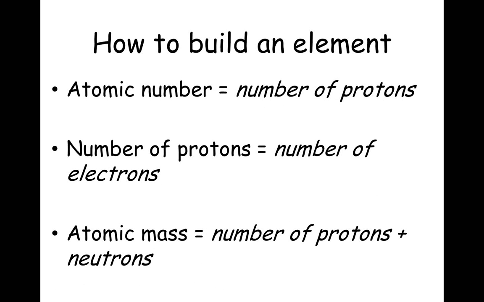The atomic number is equal to the number of protons. The number of protons is equal to the number of electrons. And the atomic mass is equal to the number of protons plus neutrons. So you can find how many neutrons there are if you take away the protons from the mass as well.